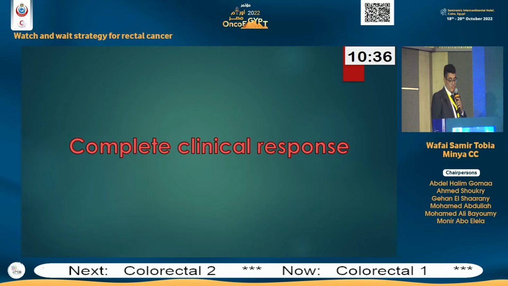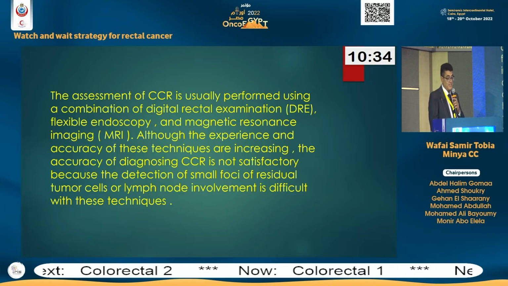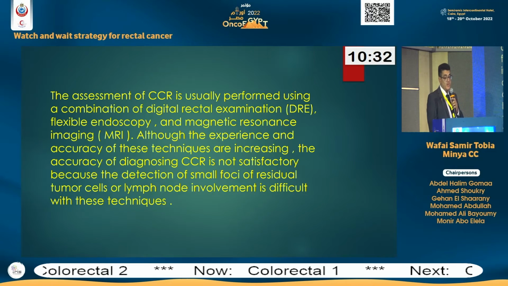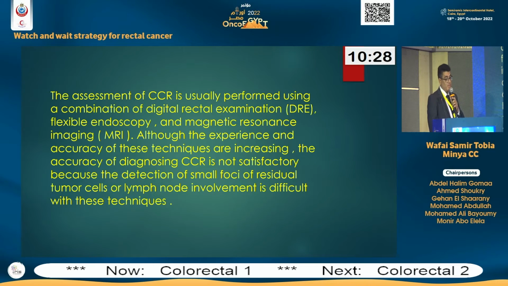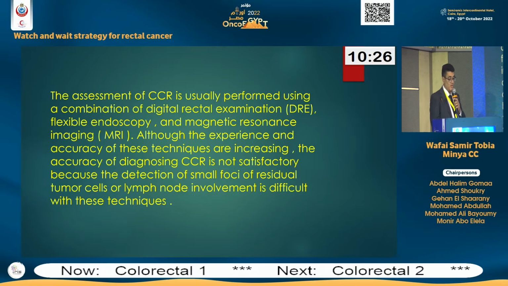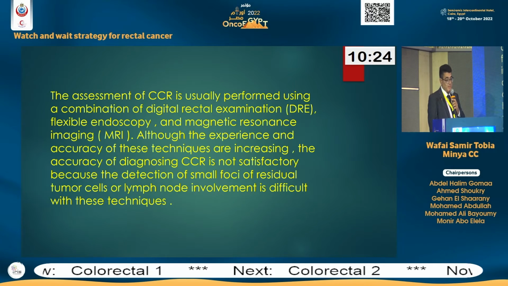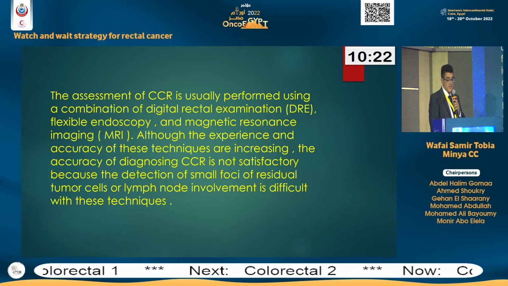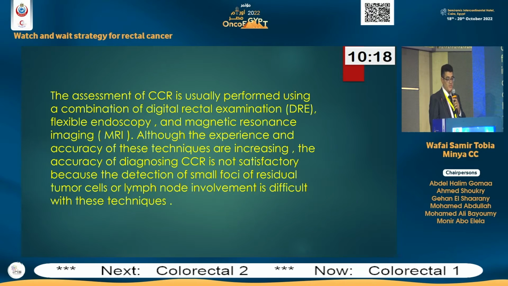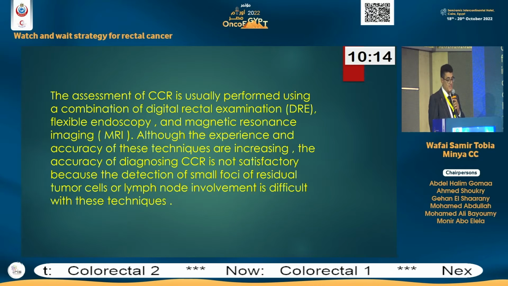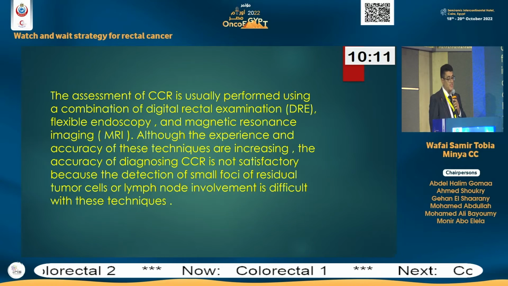Complete clinical response. The assessment of complete clinical response is usually performed using three things: a combination of digital rectal examination, flexible endoscopy, and magnetic resonance imaging. Although the experience and the accuracy of these techniques are increasing, the accuracy of diagnosis of complete clinical response is not satisfactory because the detection of the small foci or residual tumor cells or lymph nodes involvement is difficult with these techniques.